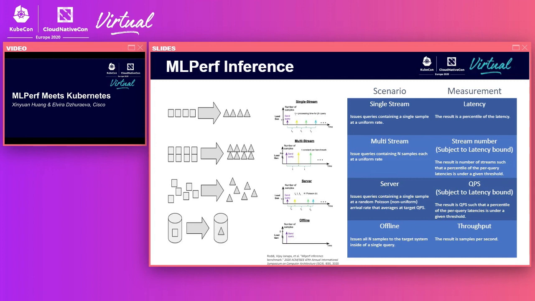And finally, there is an offline scenario, which is also mostly suitable for a server-based system. It is suitable for applications that do not care about latency and require processing a large batch of data at the same time. So in this scenario, data are grouped into large batches and sent to a target system all at once. And the performance is measured using throughput numbers.